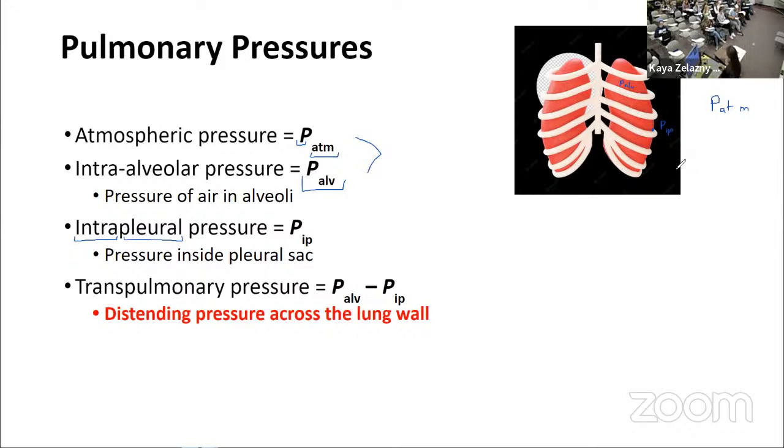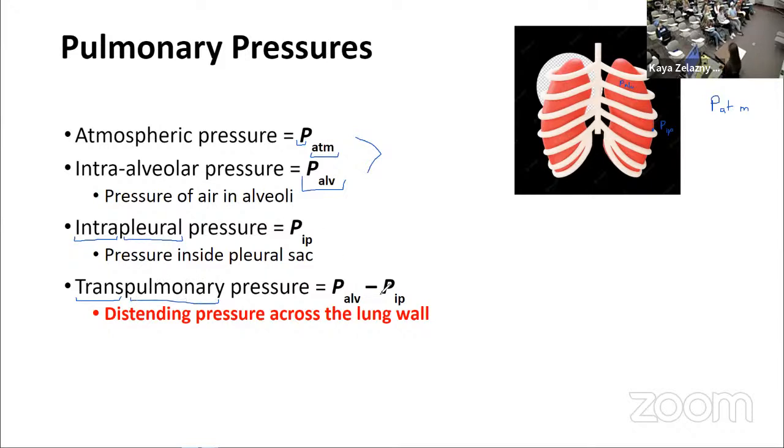So our trans-pulmonary pressure is essentially the pressure across the wall of the lung, right? So like across the tissue, across the flesh, that is causing distension. Distension is just like a change of shape, right? So our trans-pulmonary pressure, so trans, across, pulmonary, lung, so across the lung, okay?